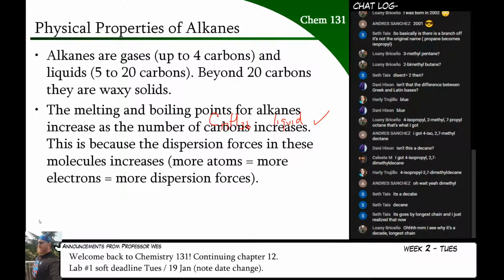Now, why does the boiling point increase as things get bigger? For example, alkanes with 4 or fewer carbons have a boiling point below room temperature. They're gases. 5 to 20 have a boiling point above room temperature, and it gets progressively higher and higher and higher the more carbons there are. And the reason for this is because of dispersion forces.